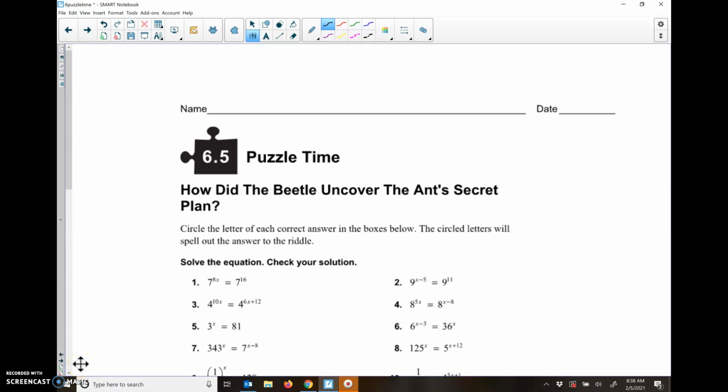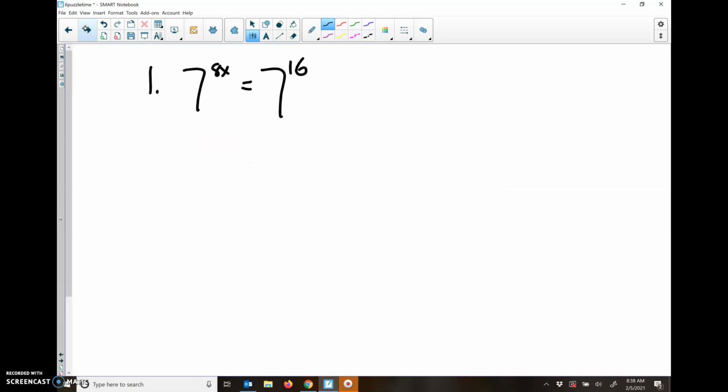Hey everyone, it's Mr. Muller for the 6.5 puzzle time. So the joke for this one is, how did the beetle uncover the ant's secret plan? So we're going to do a couple of these, and since some of these take some work, I put them on different pages. So remember, we're solving the exponential stuff here.